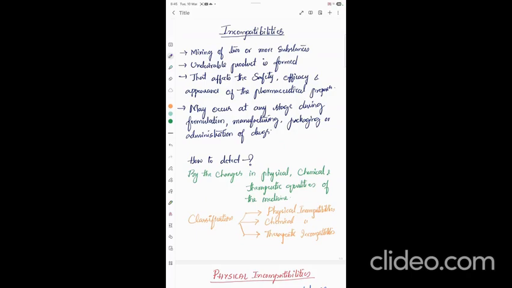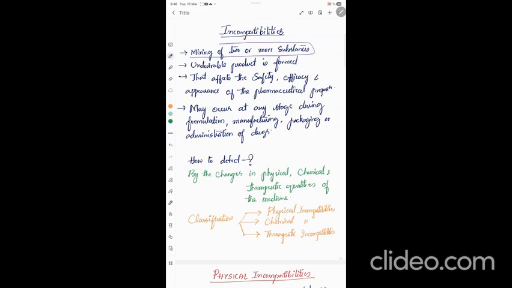Hello everyone. Today in this video let us discuss about the incompatibilities. This is the most important topic where we will be discussing about what actually the incompatibilities are, its classification, and also we will be seeing in detail about the examples that come under each incompatibility and also the methods to overcome that.